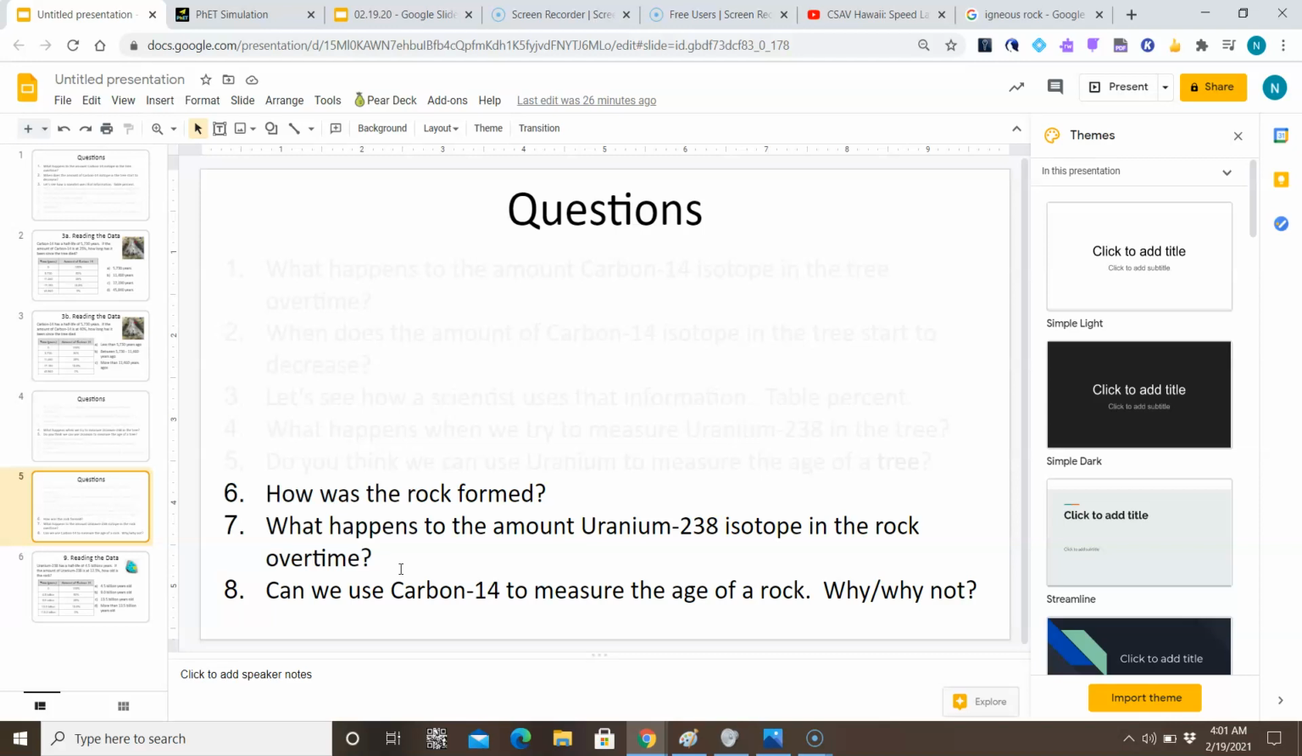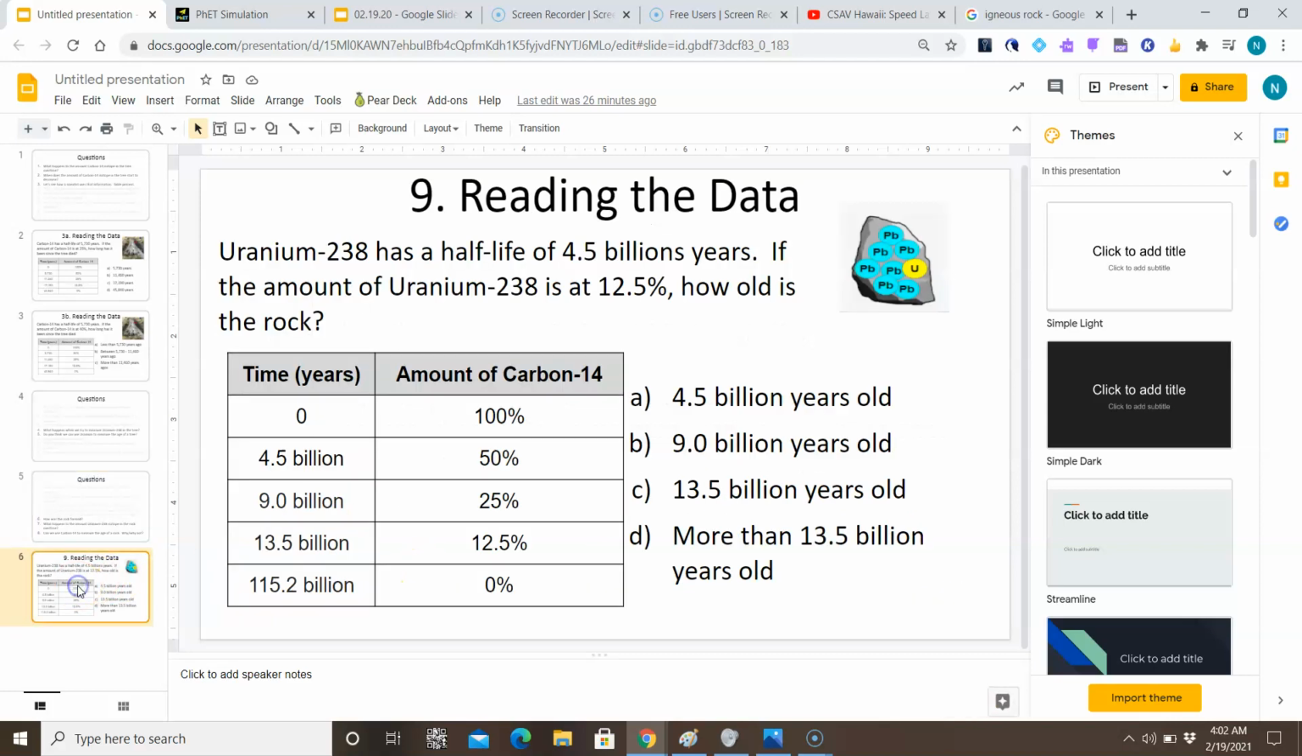We'll measure carbon-14, and we'll use what we observe when we measure the amount of carbon-14 in the rock to answer the question, can we use carbon-14 to measure the age of the rock? So we're measuring the amount using that Geiger counter, but could we use carbon-14 as an isotope to determine the age of the rock based on what the Geiger counter tells us? And then we have this last question here, which is reading the data table to figure out the age of this rock. All right.